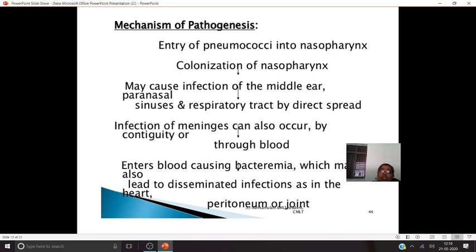Not only that, through the blood it is going to transmit, causing blood circulation infection, bacteremia. Infecting the heart leads to endocarditis and myocarditis; going to the joints leads to arthritis; and going to the peritoneum causes peritonitis. All these infections are caused by pneumococci. But most commonly we are seeing pneumococcal meningitis, which is also very common. It spreads the infection to the meninges through the blood and also leads to meningitis.